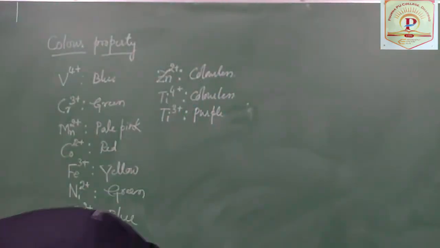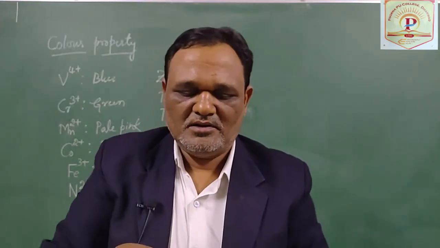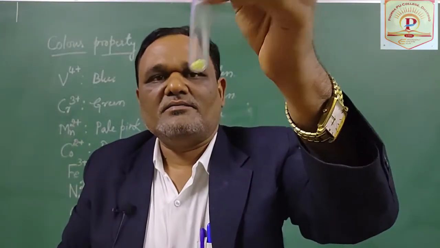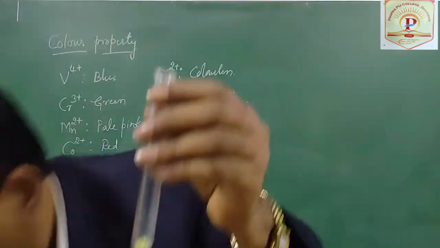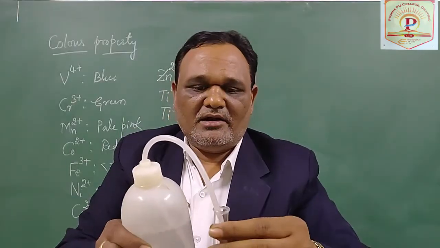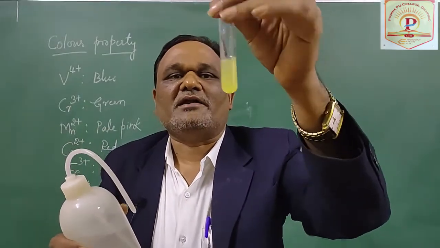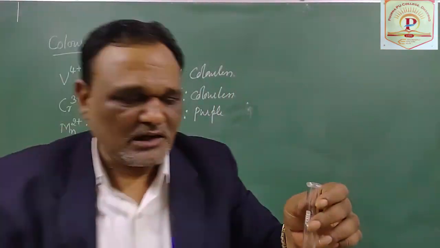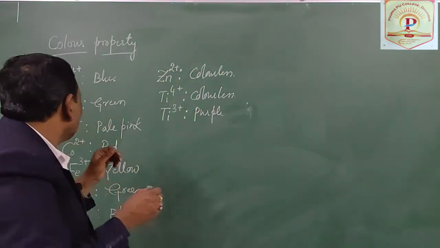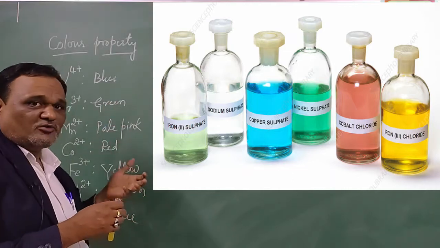And similarly, if I am taking the ferric sulfate, it is yellow in color. Even if I add the water, you can see the yellow color, that is the ferric sulfate, yellow color solution. So overall, among these different salts, starting from vanadium 4+ up to zinc, these will show the variety of colors which you observe.